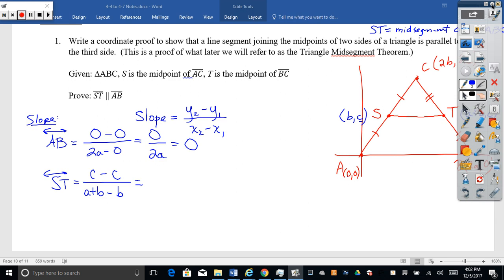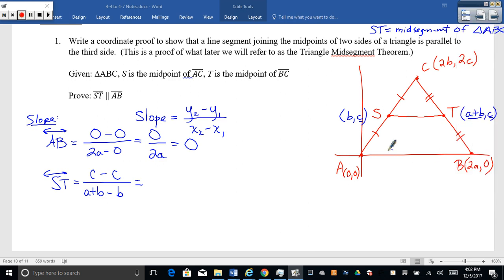Okay, sorry about that. Over this minus this. Okay, so again, y minus y over x minus x. So if I work this out, c minus c, well that's just 0. No c's left. B minus b, well that's 0, so it's over a. And in this case, the slope is 0.